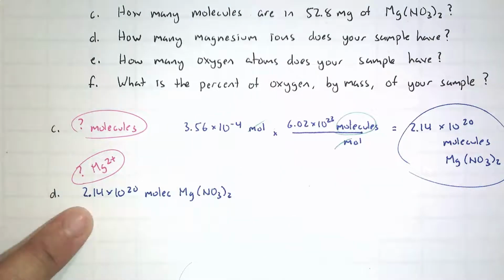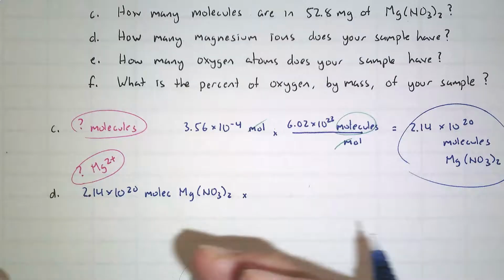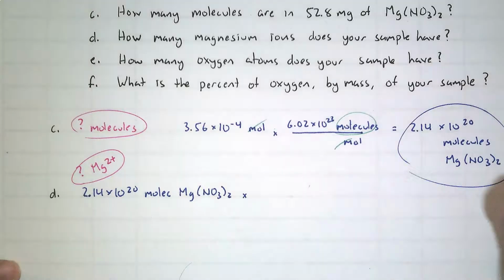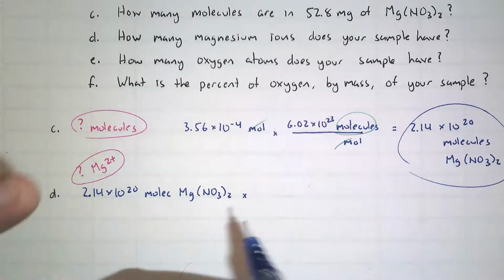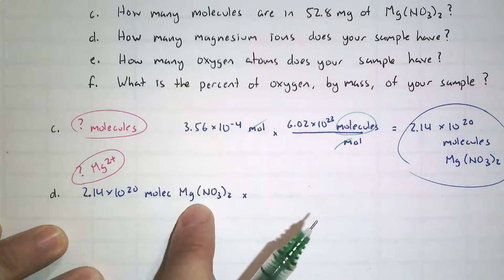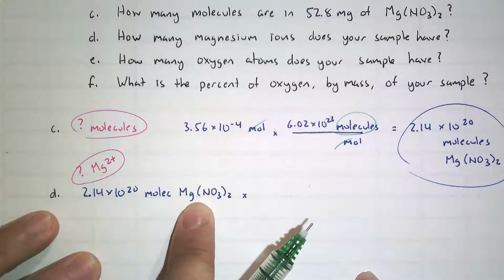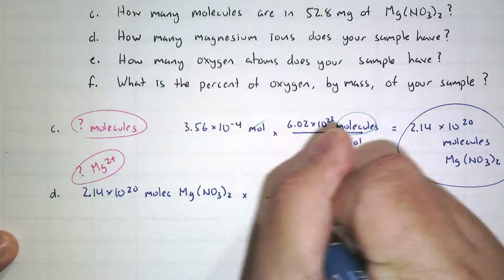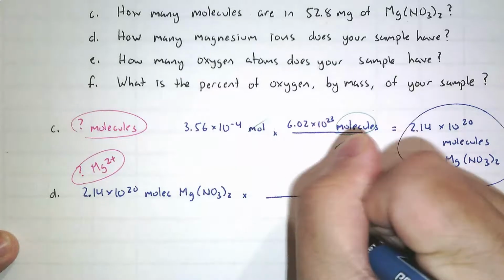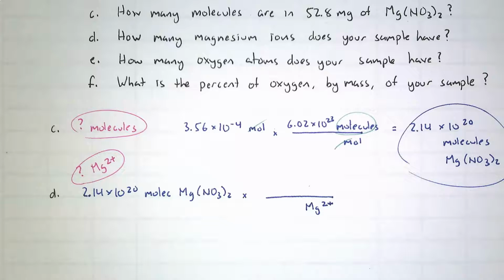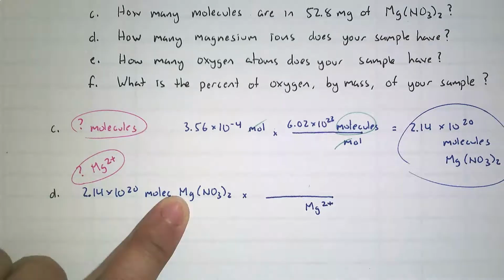Well, I have this number, and when you're converting the type of compound you have, like a compound to an atom or a compound to an ion, it's good practice to make sure you put the substance, because I'm changing the substance. I want Mg2 plus at the bottom. Okay. Oh no, I don't want Mg2 plus. I want this at the bottom.